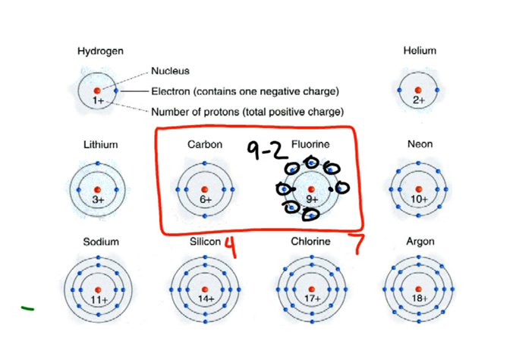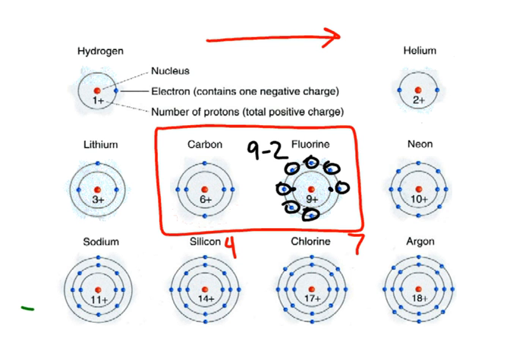Which hopefully we see that as we go across the period, my effective nuclear charge is going to increase. All right, and that's even going to be true in noble gases, my effective nuclear charge is going to go up to 8 with neon. So my effective nuclear charge is going to increase as I go right to left.